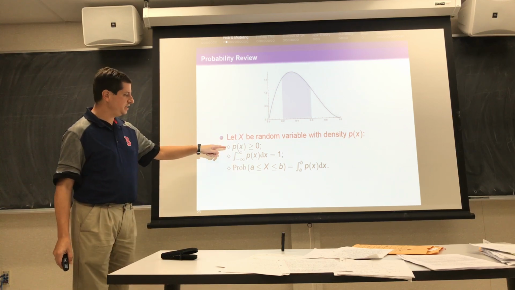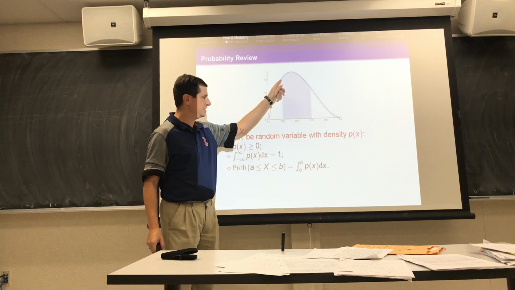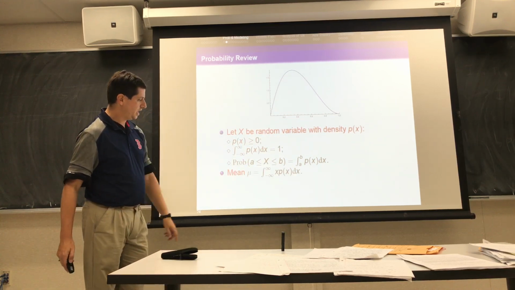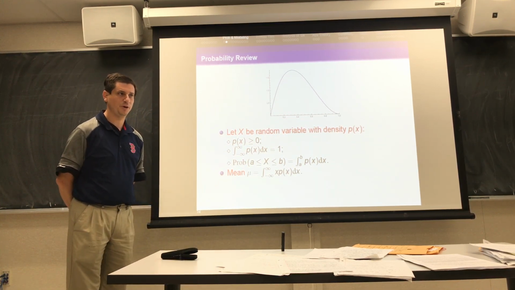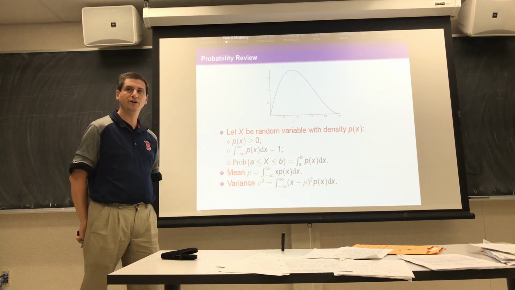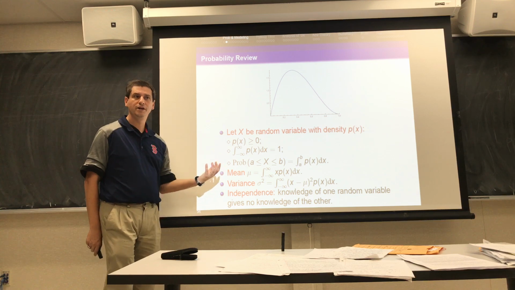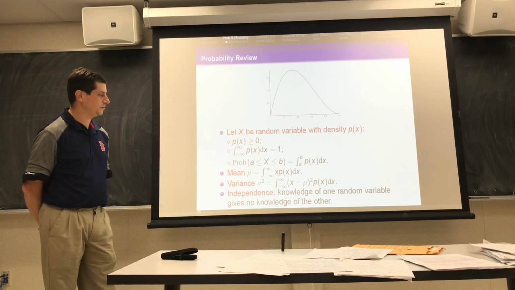Probability distribution that's non-negative integrates to 1. The probability I take on a value between A and B is just the area under the curve. Mean, the first question we always ask our probability distribution, it's just the integral of x times p of x. The variance, how spread out it is, the integral of x minus mu squared. And then independence, knowledge of one gives us no information about the other.